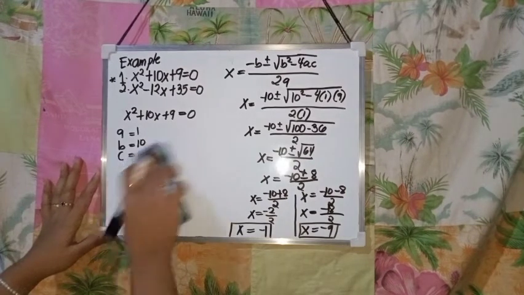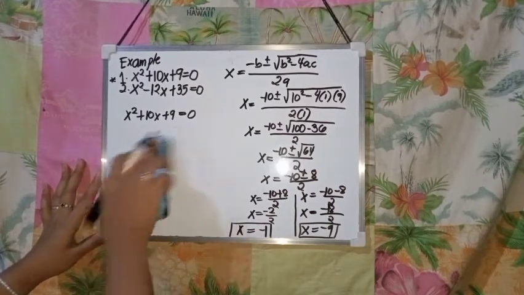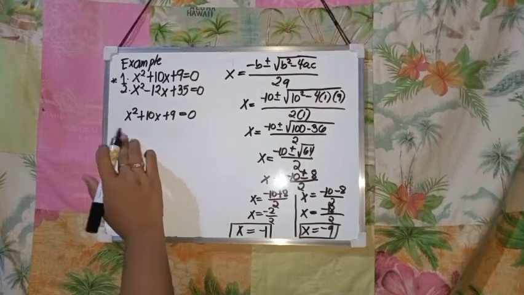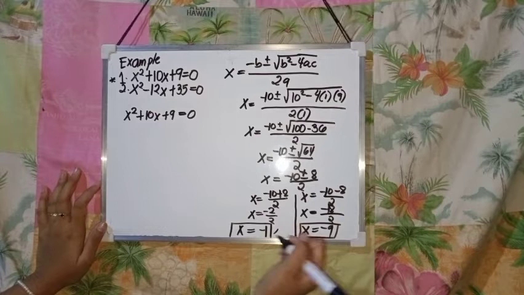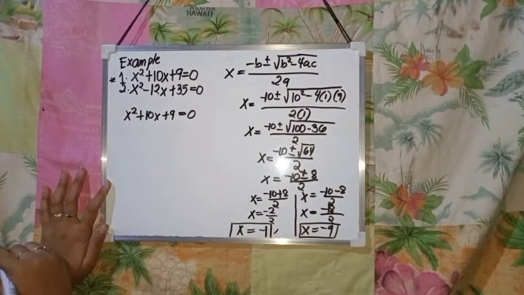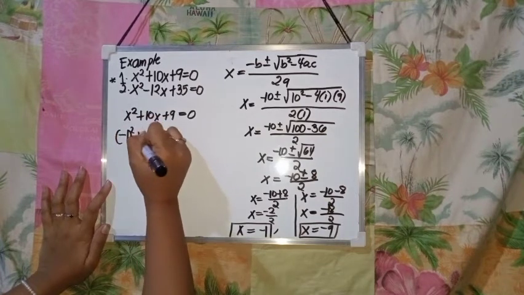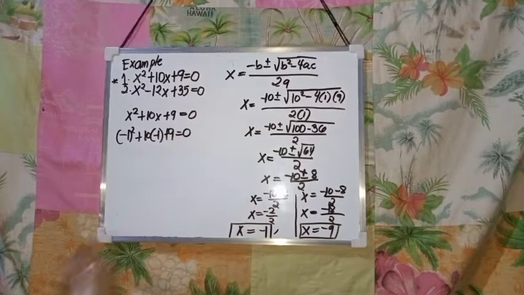So we need to check the values to see if we derived the correct answer. In checking, we need to use the original form, which is this. We will use negative 1 first. So x is equal to negative 1. So negative 1 squared plus 10 times negative 1 plus 9 is equal to 0.